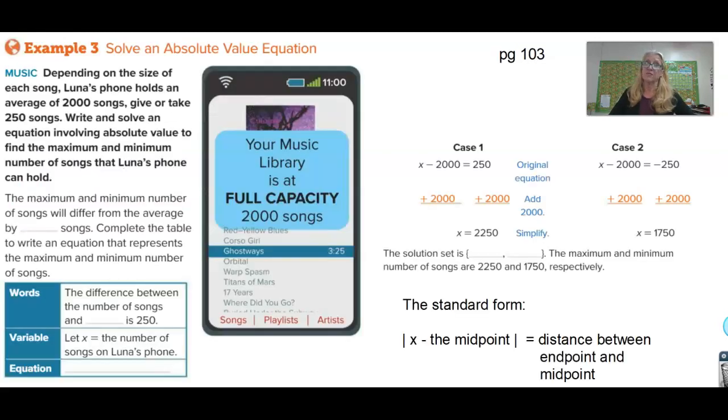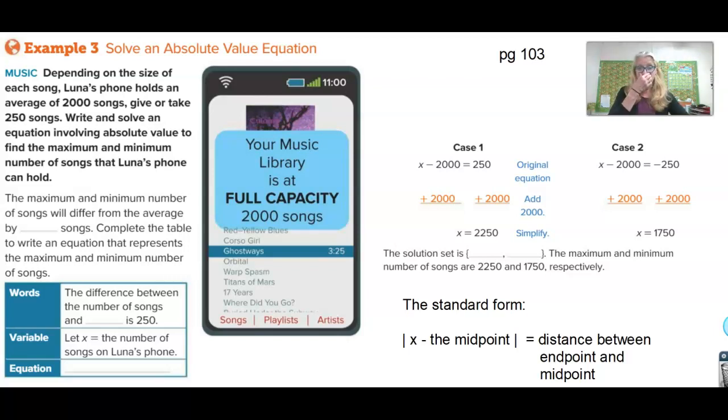I hope you're having as much fun as I am. Oh golly, look, it's a word problem. Just love those too. Depending on the size of each song, Luna's phone holds an average of 2,000 songs, give or take 250 songs. Write and solve an equation involving absolute value to find the maximum and minimum number of songs that Luna's phone can hold.